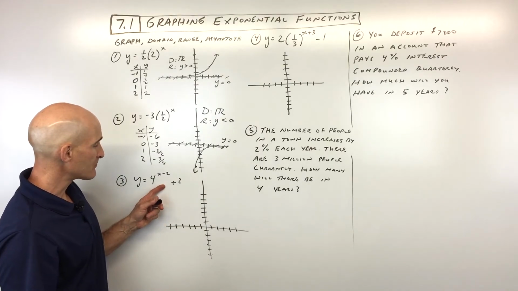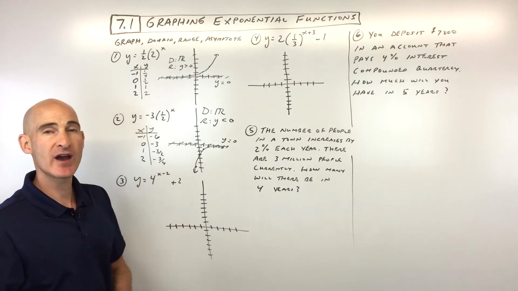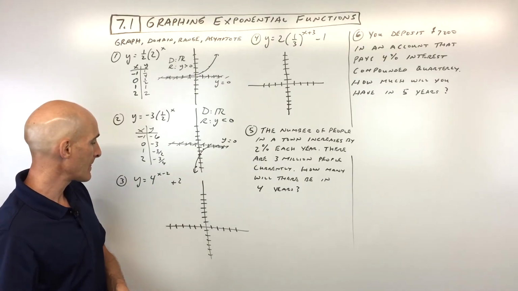Okay, but for this one, what do you think? Go ahead and pause the video. y equals 4 to the x minus 2 plus 2. How would you graph it? State the domain and range, etc.